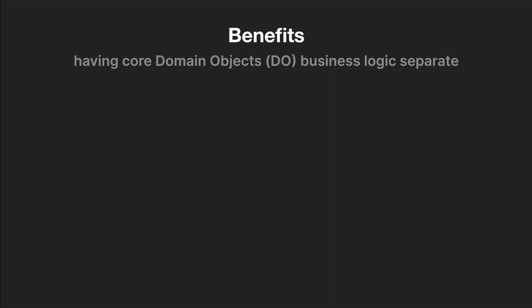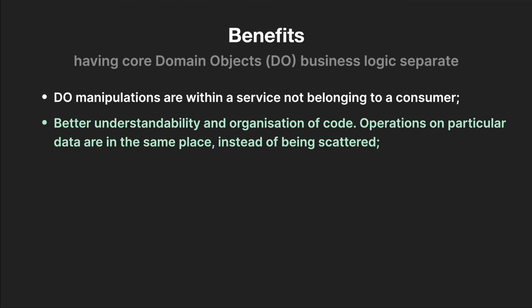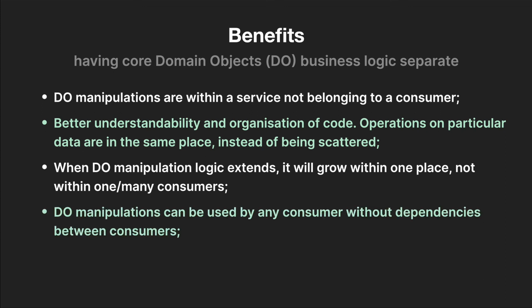And there are a lot of benefits to having core domain objects. For example, domain object manipulations are within one service. Operations are not scattered anymore. Business logic belongs to the object it operates on. And when this business logic extends, who will grow? Not a consumer. The service or class will grow. Object manipulations can now be reused.